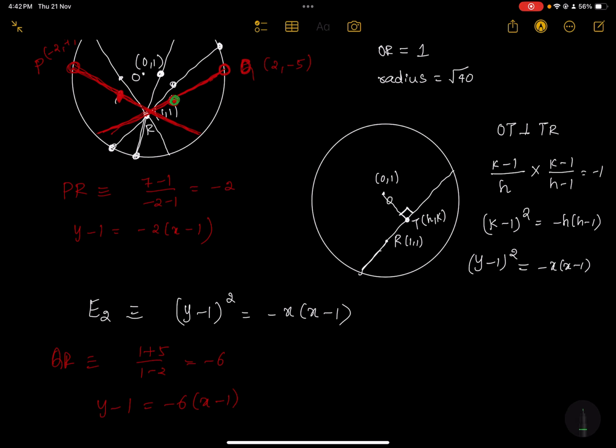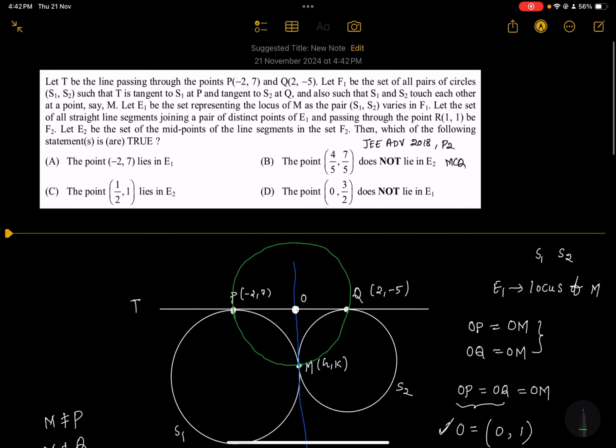So this particular midpoint we have to exclude. This midpoint we have to exclude. This lies on this QR as well as this locus. Similarly, this midpoint also lies on this line and this locus. So now we will go to the options.